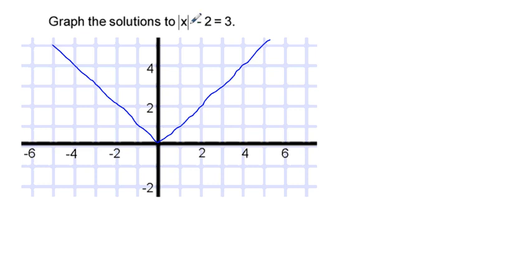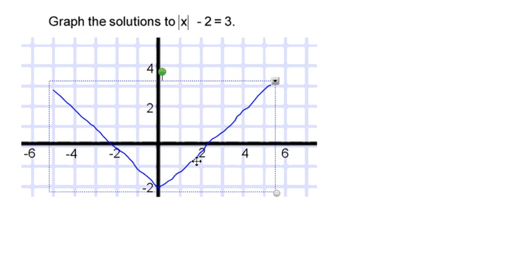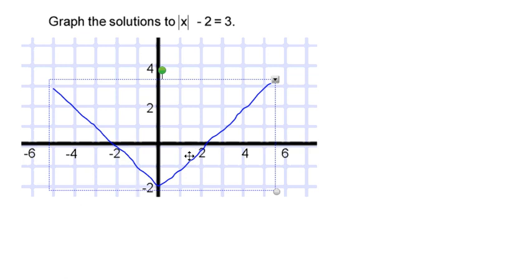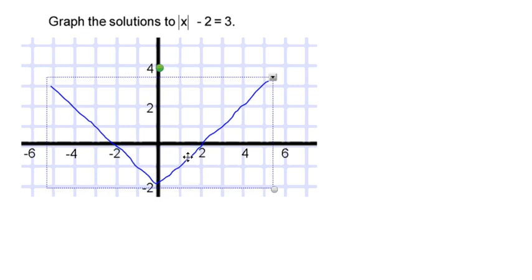But what translation do we have here? Well, we're going down 2. So I'm going to take this graph here and put it down 2 like this. So that's what we do to translate it down. And you can do this in your calculator as well. It isn't perfect, but it'll look like this. I want to get it across the corners. Equals 3. And so we can go up to y equals 3 and just put that horizontal line.